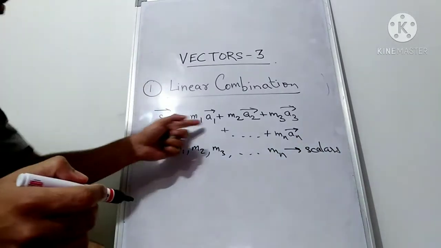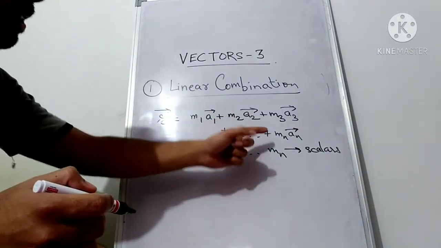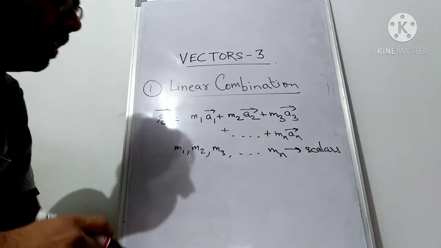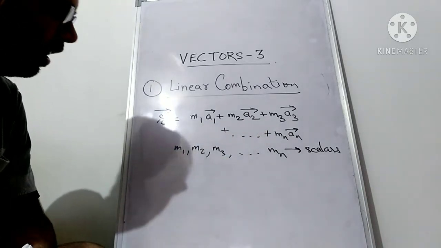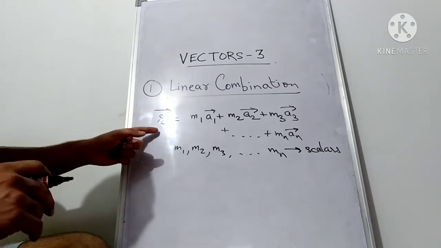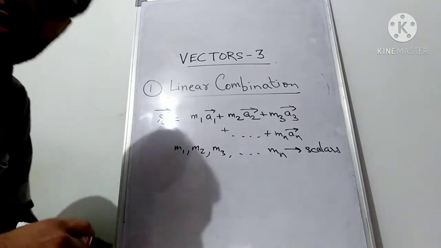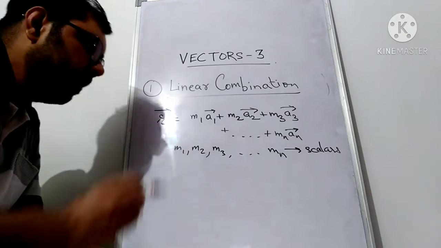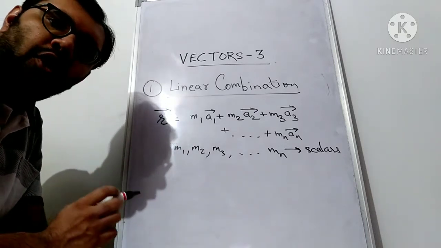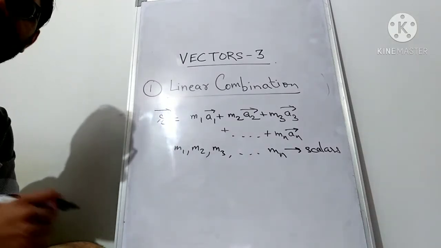So if r vector can be expressed in this form where m1, m2, m3 up to mn are scalars and a1, a2, a3 and an are all vectors, then we say that r is a linear combination of these vectors.